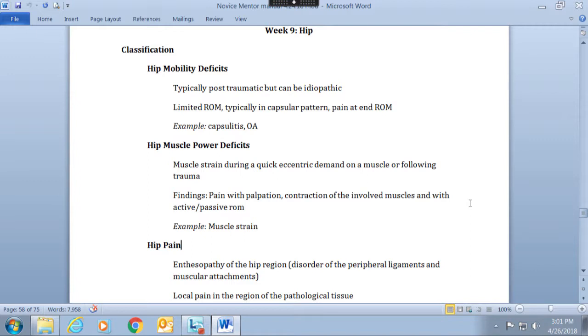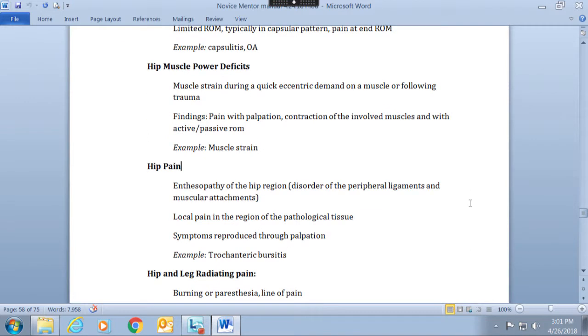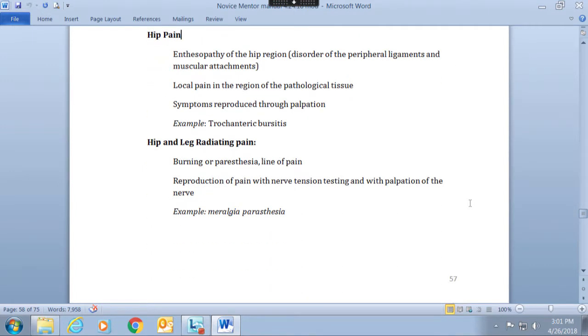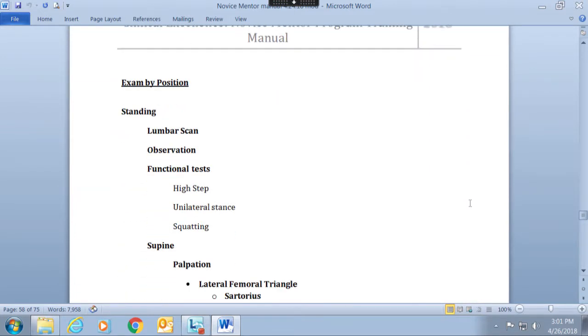power deficits, which is more like a muscle strain, hip pain by itself, enthesopathy, which is insertional pain, as the muscle or tendon attaches to the bone, which is more like a trochanteric bursitis or some type of tendonitis, or hip and leg radiating pain, which is more like a burning or paresthesia pain in the leg. Starting through our exam, as usual, we'll go through a standing exam.